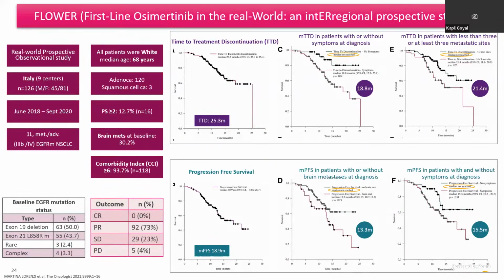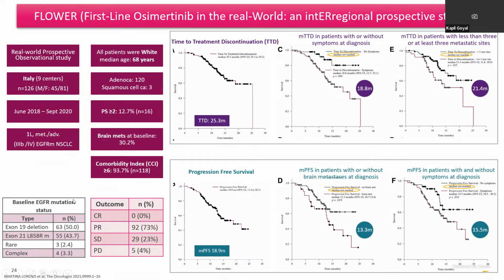Here I'm discussing the FLOWER study, which is first-line osimertinib in the real world. An inter-regional prospective study, it was conducted in Italy across 9 centers with a sample size of 126, in which osimertinib was given to EGFR mutated NSCLC patients in metastatic or advanced cases. All the patients were white, and squamous cell carcinoma was the histology in 3 patients. Approximately 13% of patients had poor PS and 30% had brain metastasis at baseline.